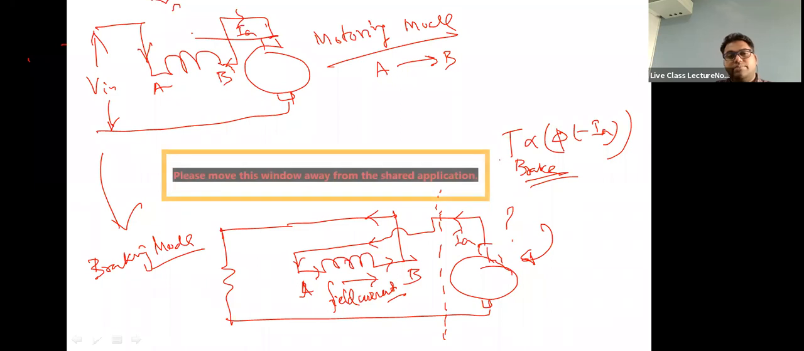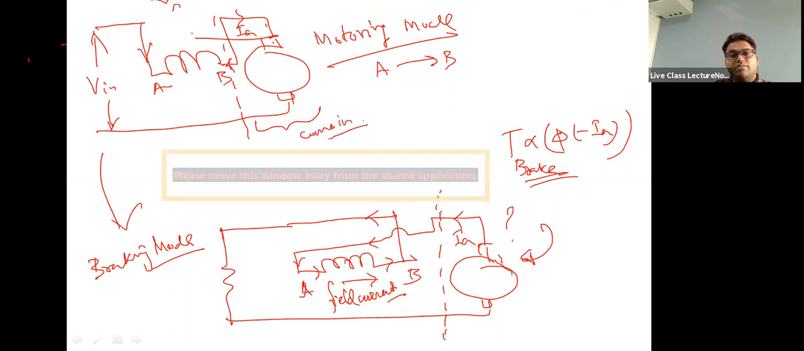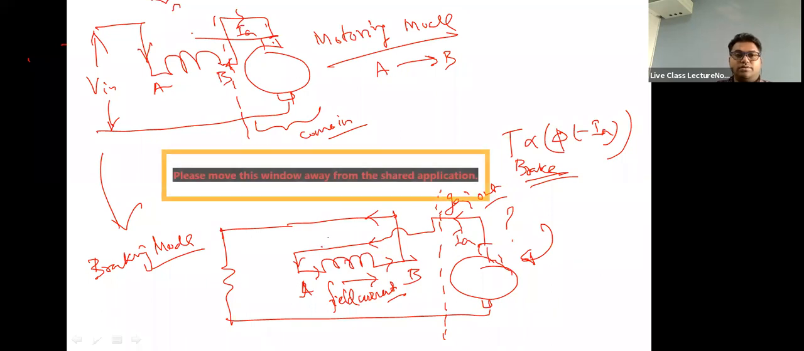Torque does not depend upon the names, right? Torque will depend upon the direction of flux the field is throwing and the direction of the current that is flowing through the motor terminals. So you see this point, armature current is coming into it, coming in, right? And this is going out. Is it not so?